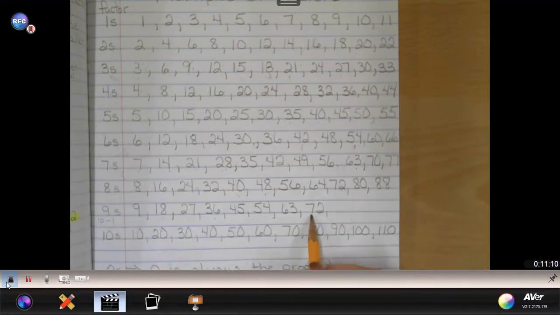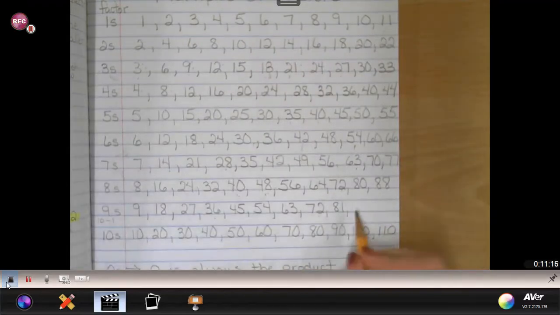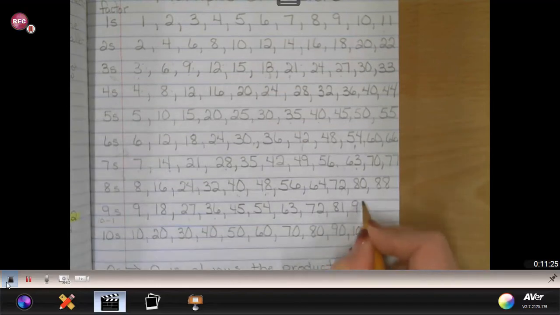72, add 10 would be 82, subtract 1 is 81. Add 10, well this is 10 groups of 9 or 9 groups of 10, right? So we could use this fact here, which is 90 and then 99.